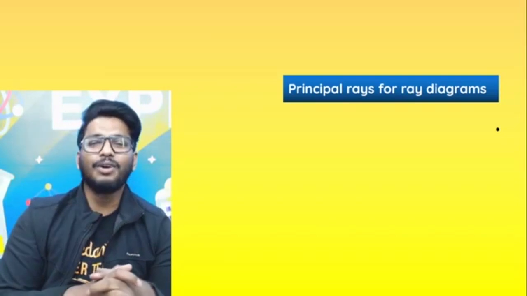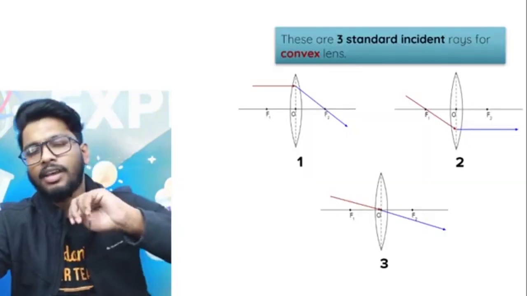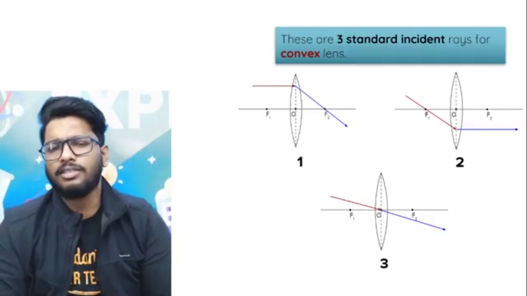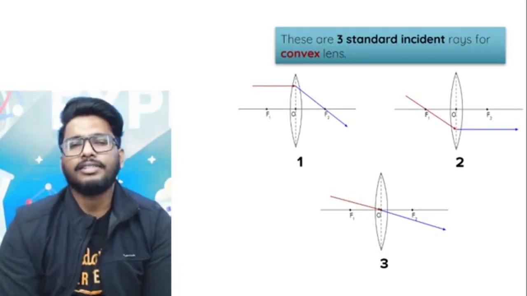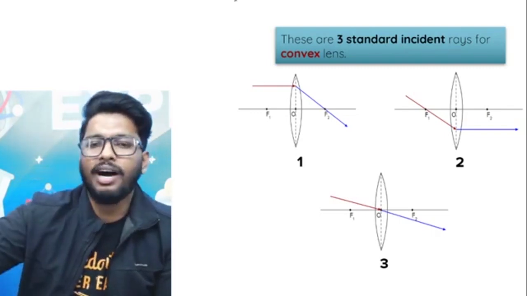If you want to score good marks, this is one thing that you have to understand: the principal rays of a ray diagram. There are three of them. If you talk about a convex lens, a ray of light parallel to the principal axis will, after refraction, pass through the focus.